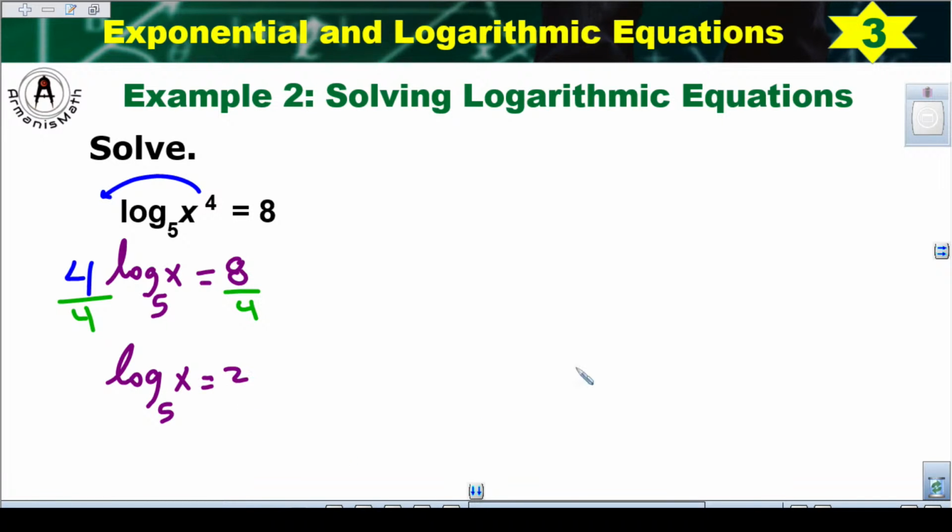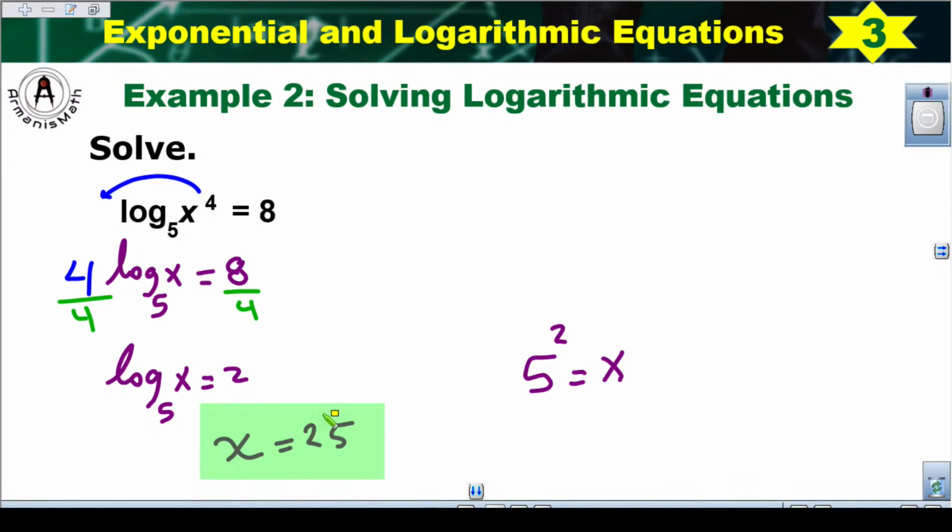Now comes my exponential brain. 5 raised to the second power gives me x. What do you think x is? What could x be? Five to the second is x. x is 25. And definitely check your answers. If I put 25 here, 5 raised to what power gives you 25? It's 2. 2 times 4 is 8. So this one is correct.